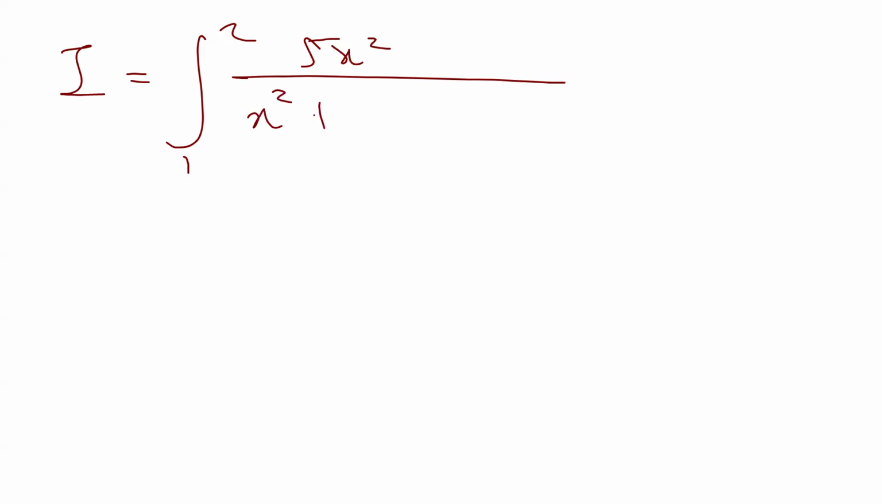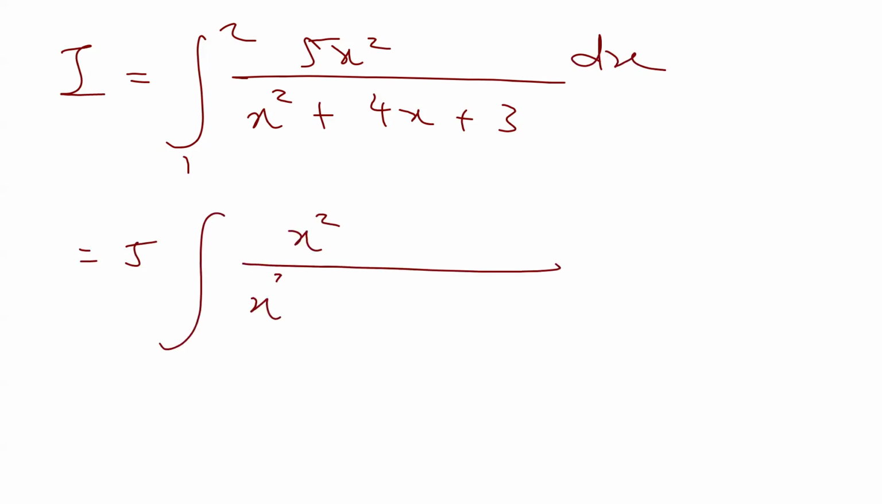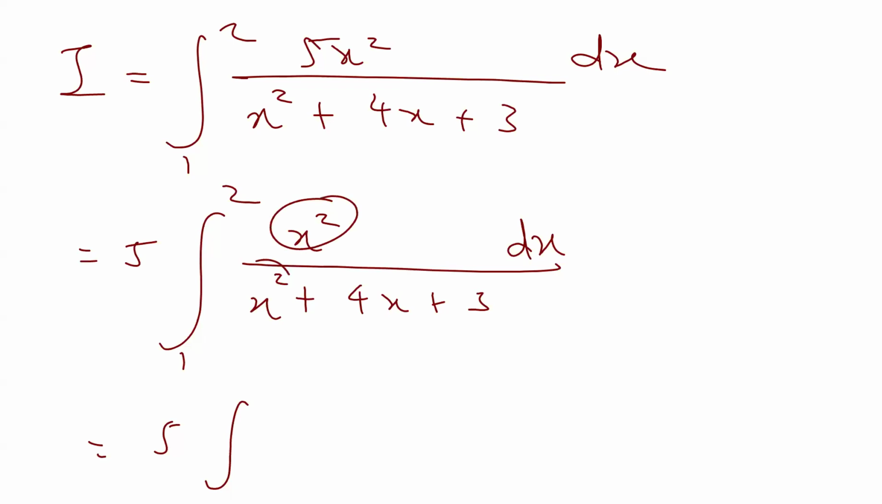Integration of 5x square upon x square plus 4x plus 3 dx, from 1 to 2. So take 5 outside, x square upon x square plus 4x plus 3 dx, 2 and 1. Now make the numerator same as the denominator because the power is same. So up also I'm going to write x square plus 4x plus 3.